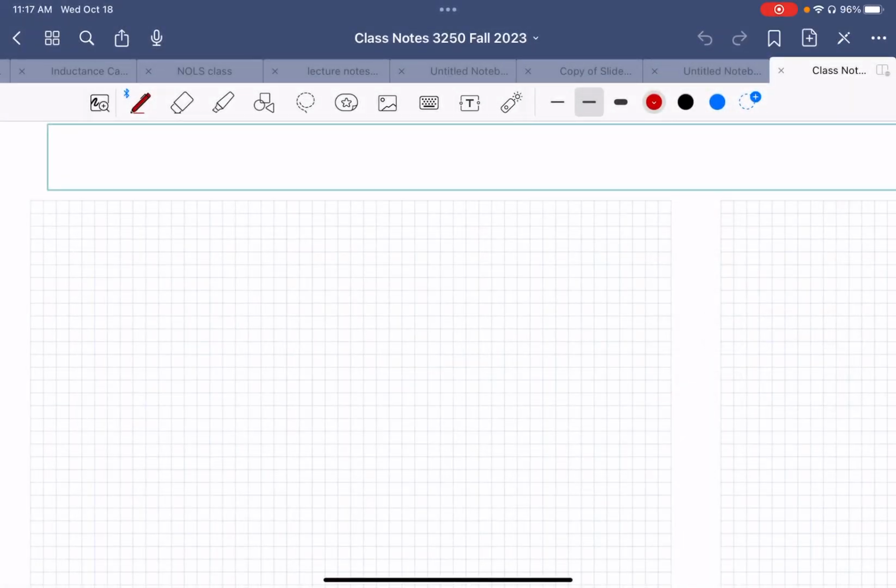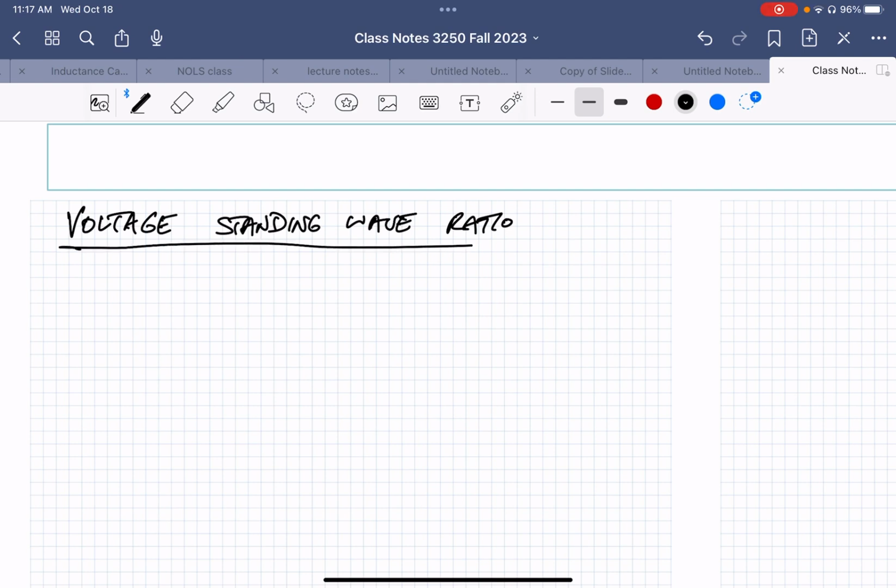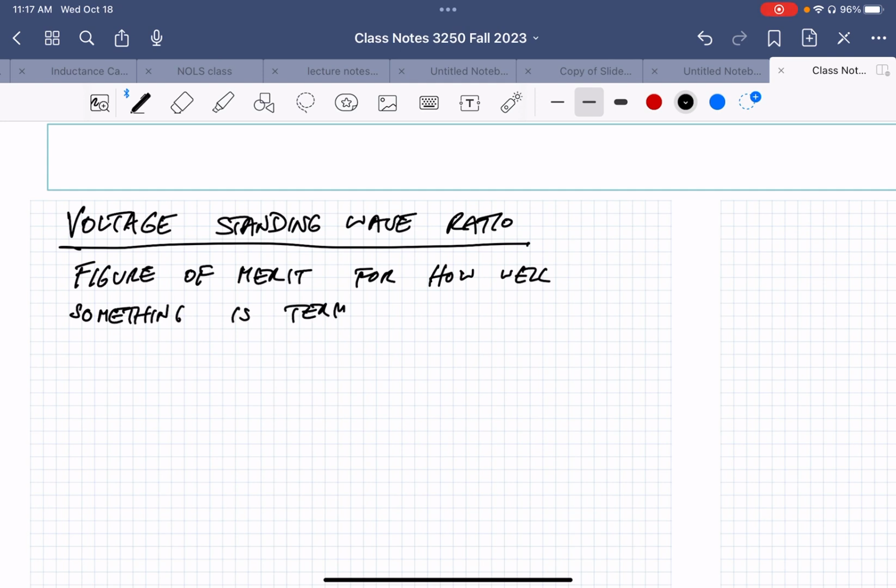Hi, good morning. So, this lecture is about a concept called voltage standing wave ratio, which comes from the fact... So, this is a figure of merit for how well something is terminated. And so I'll talk a little bit about that, about why this is a figure of merit, why it is used, and how it relates to the fact that we have a standing wave in a transmission line.